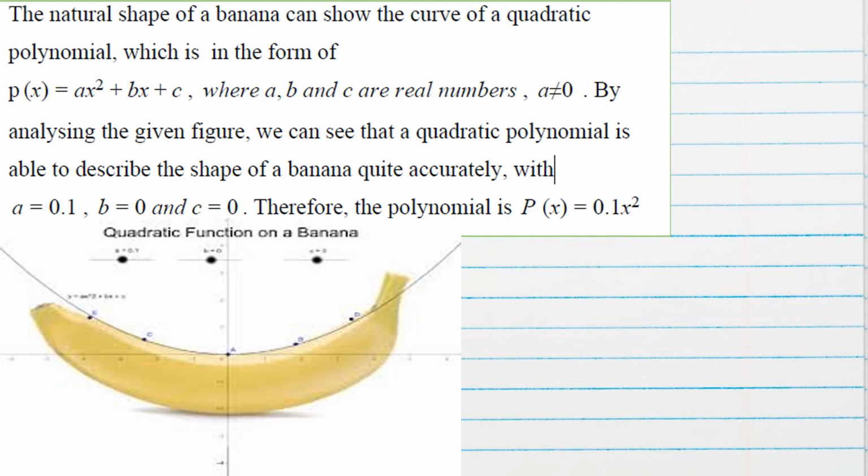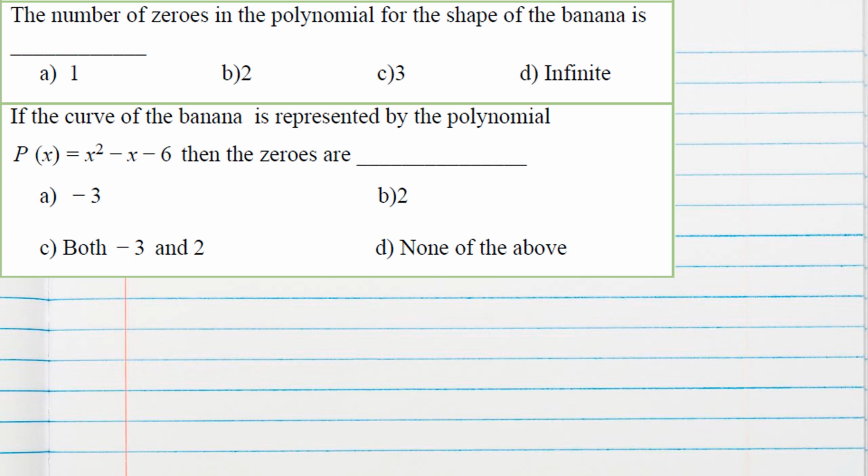Now we know the parabola is the shape given by the curve of the banana, and for the number of zeros, if you can see here, it cuts the x-axis at one point. So the number of zeros will be 1. And accordingly, we have to see the questions and answer. Number of zeros in the polynomial for the shape of the banana: 1.